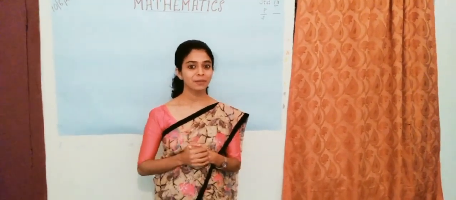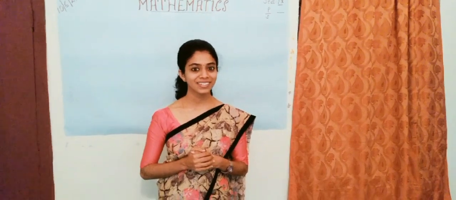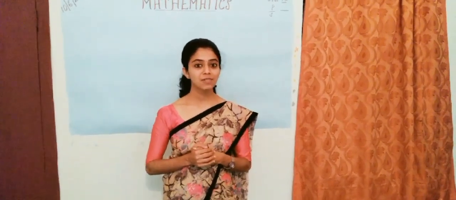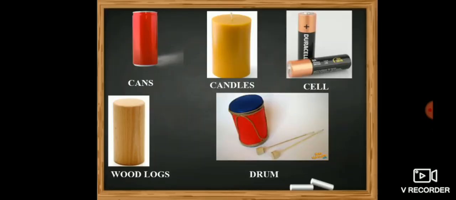I hope all of you are familiar with the cylindrical shape. Am I right? Now try to give some examples of cylindrical shaped objects which we see around us. The cylindrical shaped objects are very good. Cans. Cool drink cans are cylindrical in shape. Then candles are cylindrical in shape. A battery or cell is cylindrical in shape. Wood logs are cylindrical in shape. Then drums are cylindrical in shape.